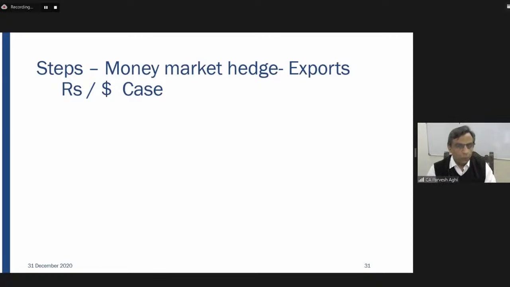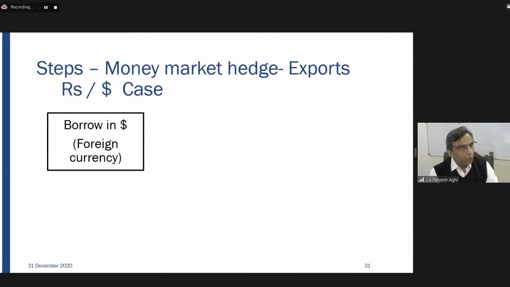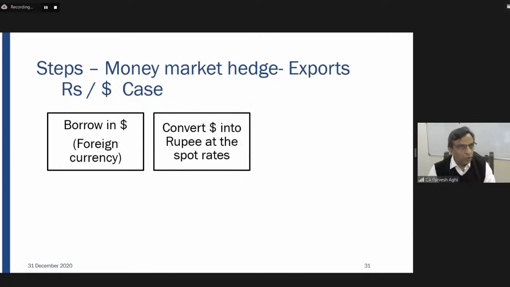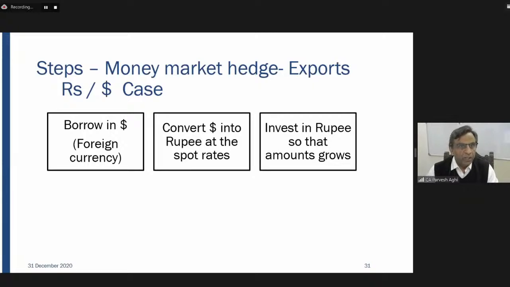For an export, what you are going to do is borrow dollars, that is, borrow in foreign currency. Had it not been dollars, it could be any other currency like pounds, yen, or euros. You first borrow in the foreign currency, but for our better understanding we are sticking to the rupee dollar case. You borrow in dollars. Then you convert those dollars into rupees at the spot rate, and invest in rupees so that the amount grows.